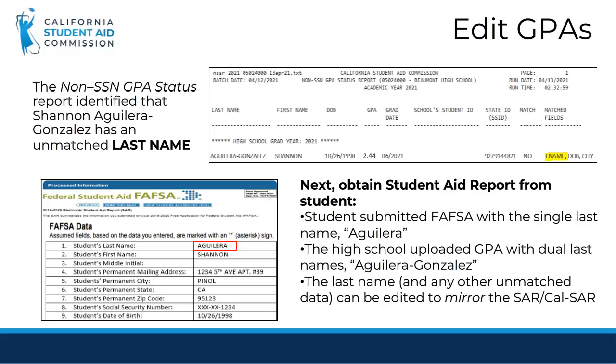In reviewing the student's SAR, you notice that she submitted her FAFSA with just one of her 2 names, Aguilera versus Aguilera Gonzalez. The discrepancy between student names on the GPA and the financial aid application is the reason these records did not automatically match. Using the Edit GPA function, you can overwrite the GPA data that was previously uploaded to mirror her SAR and then reattempt your match. Let's take a look on the next slide.